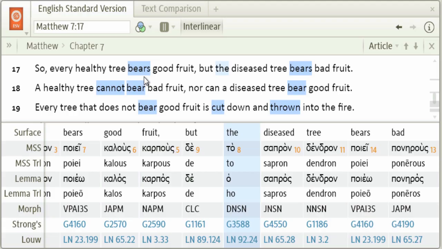The present tense here in this context doesn't indicate that something is happening right now or that something is happening over and over. Rather, the present tense is indicating that something does happen. In this instance, it's a general observation that a healthy tree bears good fruit, but the diseased tree bears bad fruit. Now, very often, when verbs are used in this way, you'll find connected to them a subject that is very general or generic.